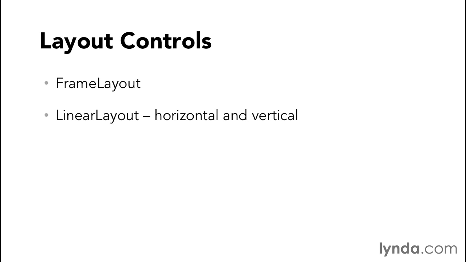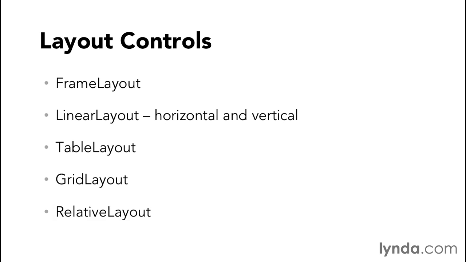As I mentioned, you can have controls that stack one on top of the other from top to bottom or from left to right. There's a table layout that allows you to set up rows and columns. There's a grid layout, which is a little bit different than table layout, that allows you to position things inside of a particular grid. And there's relative layout, so that you can say, I want this to be positioned relative to the top of another object or relative to the bottom of another object.